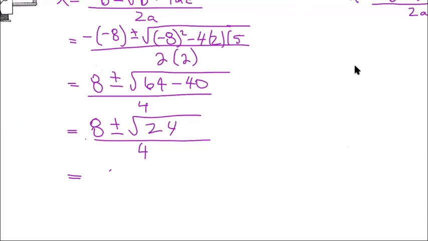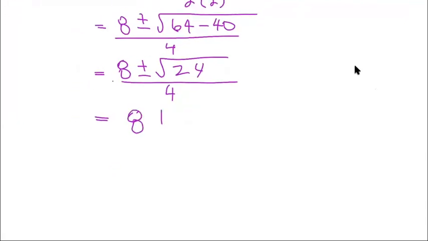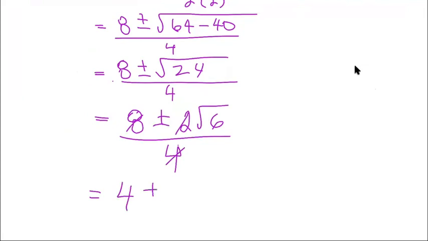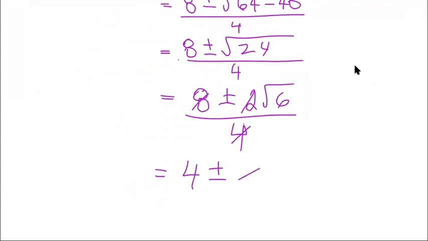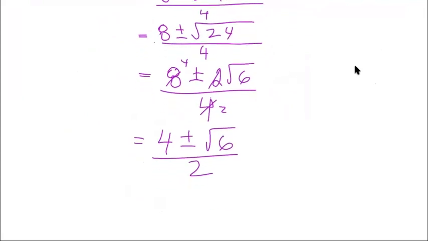8 plus or minus 2 root 6 all over 4. Cancels by 2, by 2, by 2. That gives me 4 plus or minus the square root of 6 all over 2. And then you'd be done. So a little bit easier to get to where you need to be. Okay? A little bit. Depending on the question, a lot.